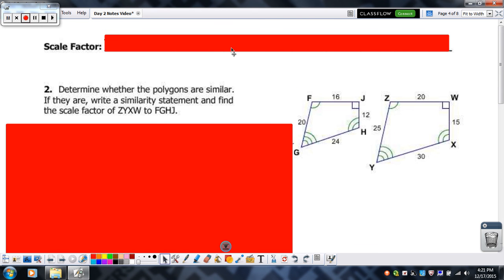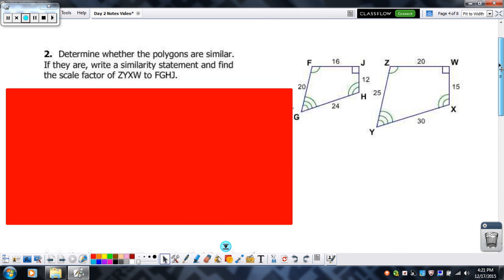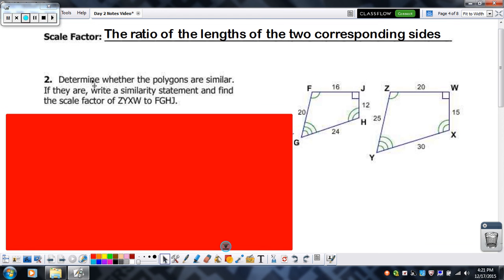Our next definition is a scale factor. A scale factor is the ratio of the lengths of the two corresponding sides. So in other words, 5/3, the ratio we just found in our last example, was the scale factor for those two polygons. Next, we want to determine whether the polygons are similar.